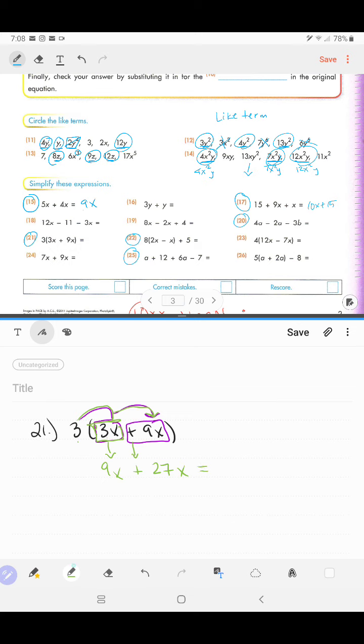Now, if you notice, they both have x. They are like terms. So you're going to do 9 plus 27. 9 plus 27 is 27, 28, 29, 30, 31, 32, 33, 34, 35, 36. 36x.